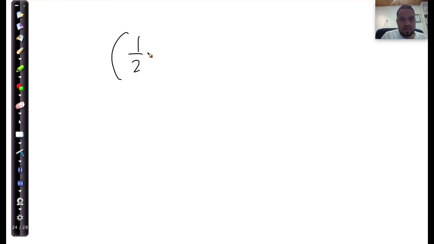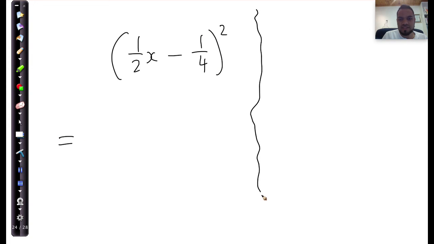Okay, so let's take one with a fraction, a half x minus a quarter squared. Well, this is very easy as well. I'm going to keep this side for some rough work. I have to take the first term and square it. In other words, a half x multiplied by a half x. And that means I take a half times a half, which is actually a quarter because it's 1 times 1 over 2 times 2, which is a quarter. And x times x, which is going to give me x squared.